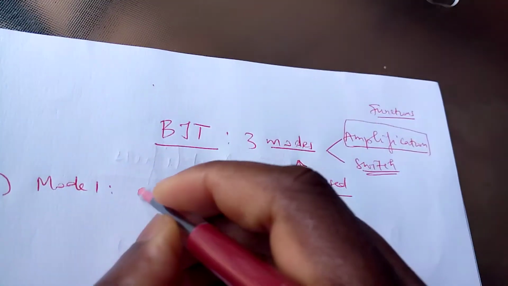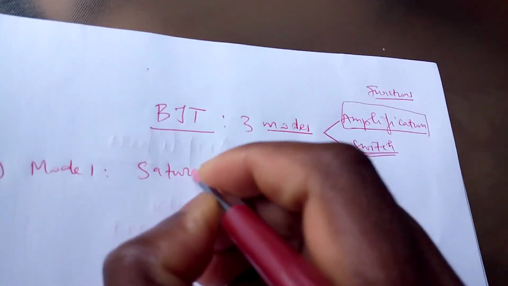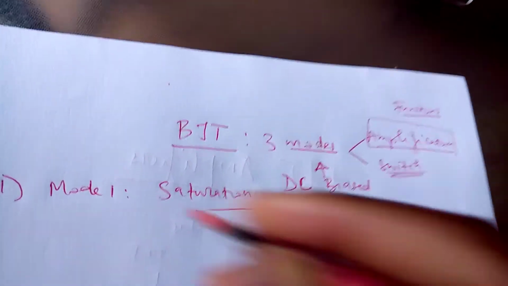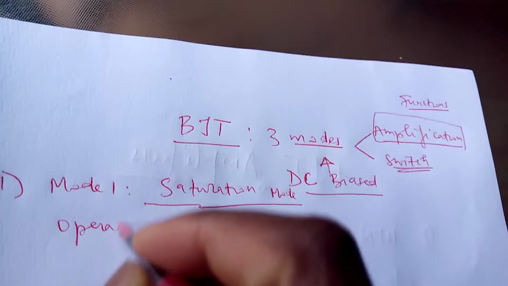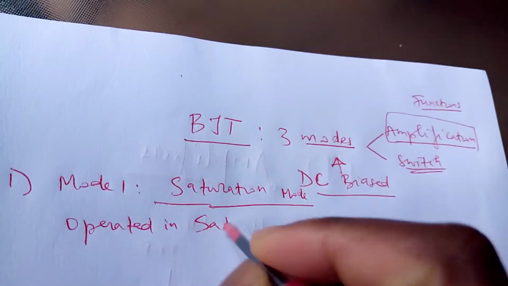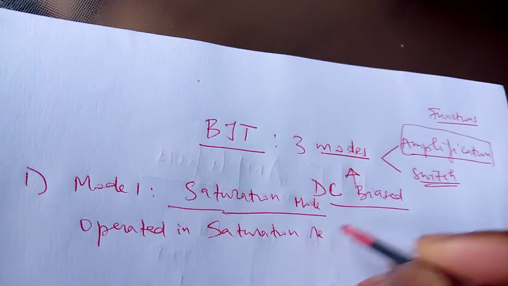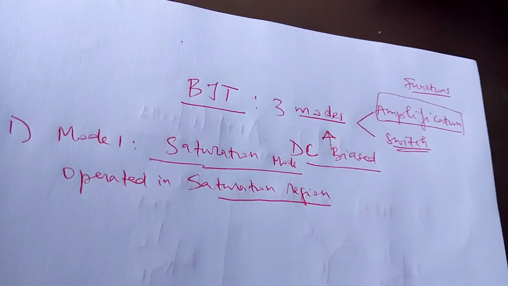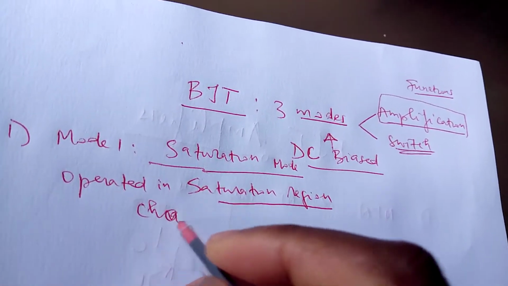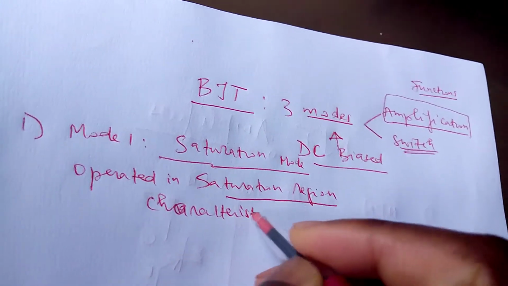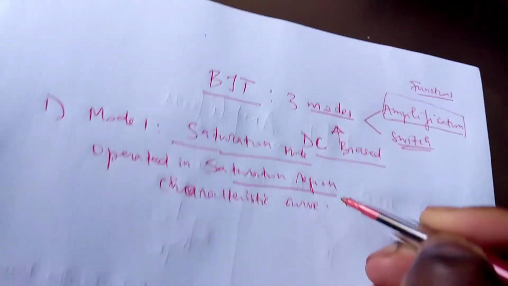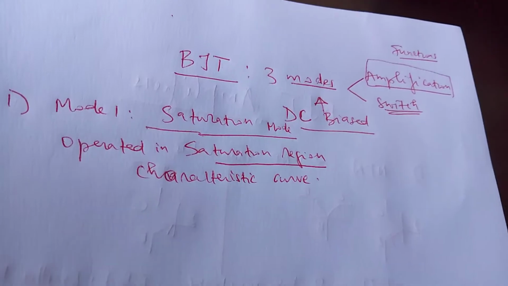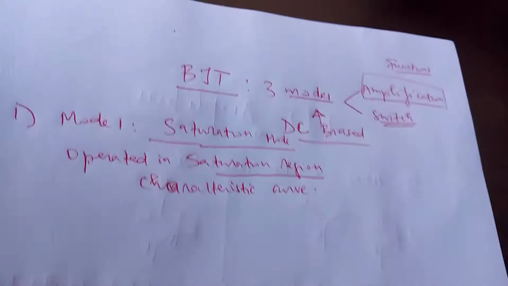So the three modes in which you can operate a transistor include one, which is the saturation mode. In the saturation mode, the transistor is operated in the saturation region. And you recall from electronics 1 that when we speak about the saturation region, we are referring to the characteristic curve of a transistor, which you are all familiar with and studied in electronics 1. When I say saturation region, that's what I mean.